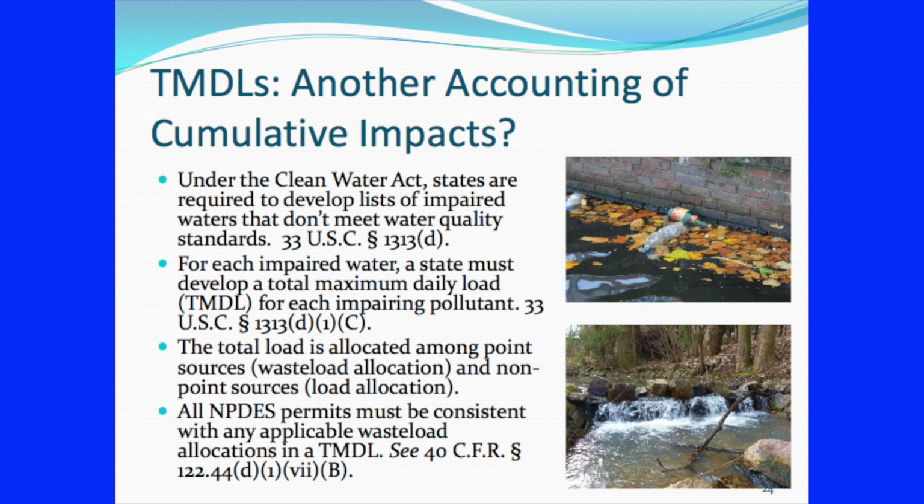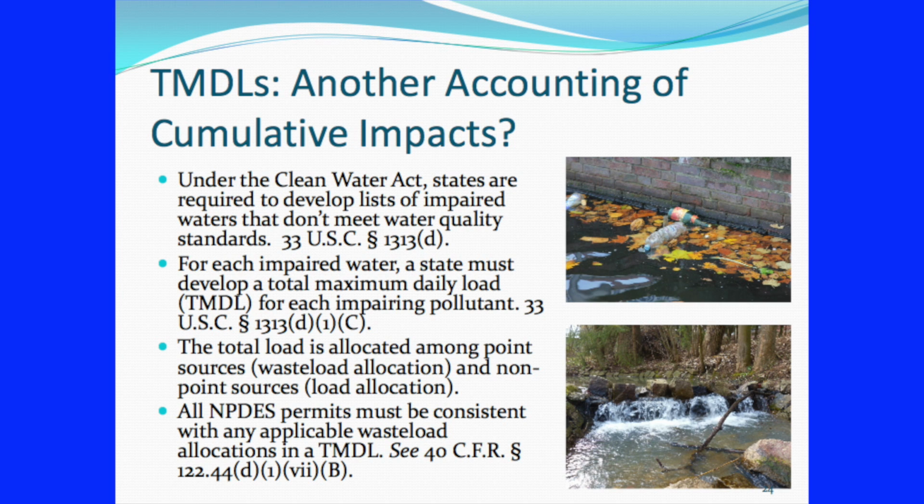I think most people know what TMDLs are. If not, I'll just talk briefly about that. States are required to develop a list of waters that are considered impaired. They don't meet their water quality standards, and this is a federal law requirement. So for any impaired water, the state has to develop what's called a TMDL, total maximum daily load, which basically says, all right, we want the water to attain this level of quality. It's not there now. What's the total amount of pollution that it can take in while still meeting the quality? And of course, it's going to be less pollution than it's currently receiving.